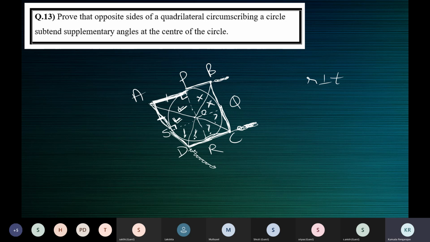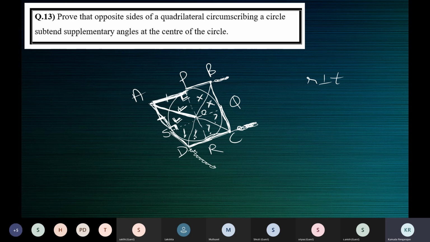So this radius through the point of contact and the tangent are perpendicular to each other. So 90 degrees here, similarly 90 degrees here. So in these two triangles, 90 degrees, radius perpendicular to tangent, 90 degrees. And this one, AO, is the common side.